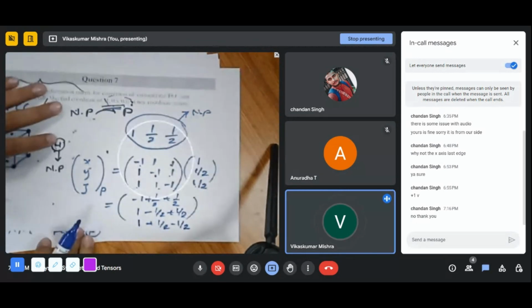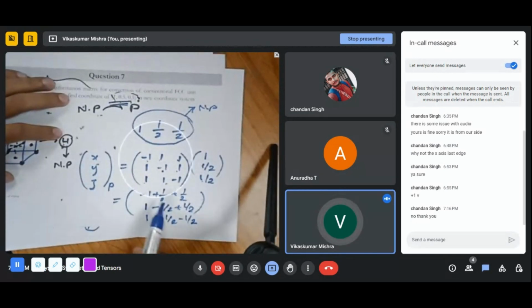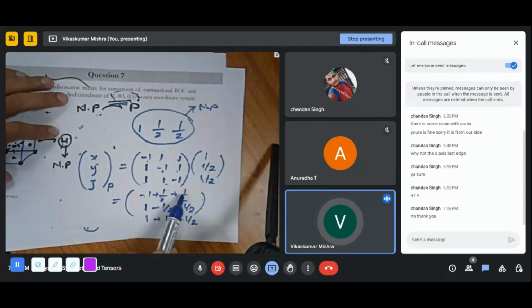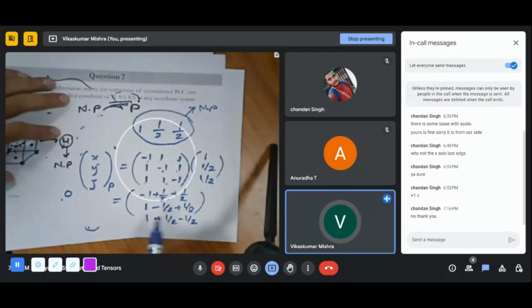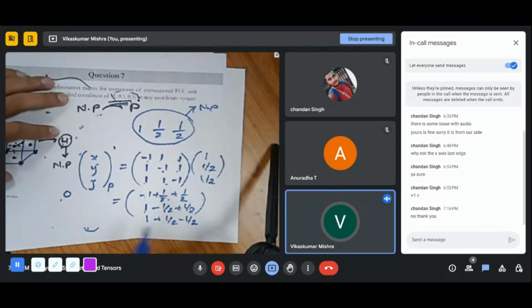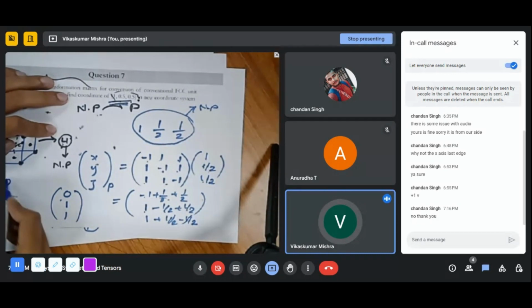Okay, now let's solve it. It will be minus 1, and these two 1 by 2 terms cancel out, so it will be 0. Here we have 1 minus 1 by 2 plus 1 by 2, which will give us 1. And here these will cancel out, again giving us 1. So this was the coordinate 0, 1, 1 associated with the primitive unit cell.